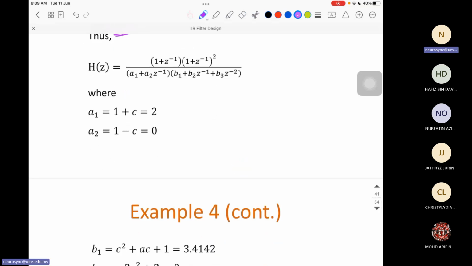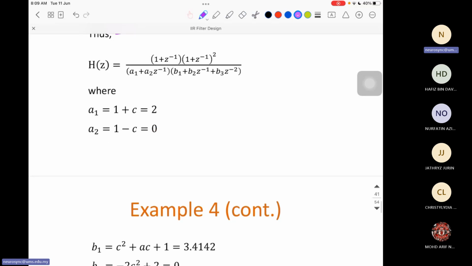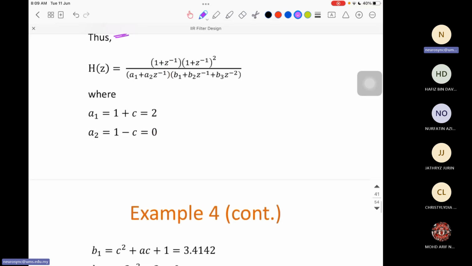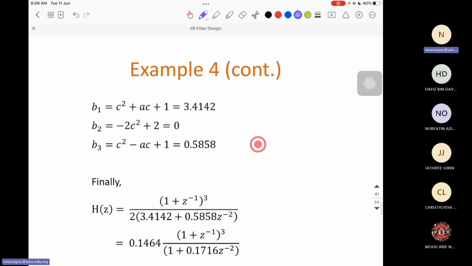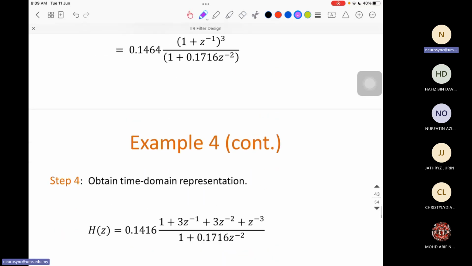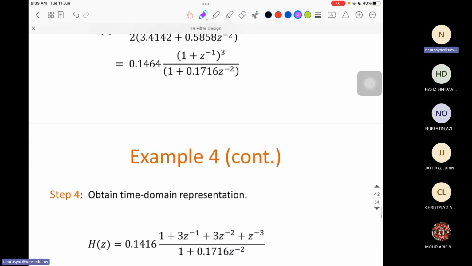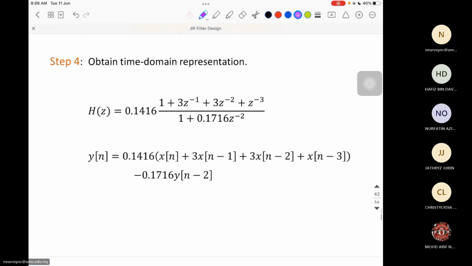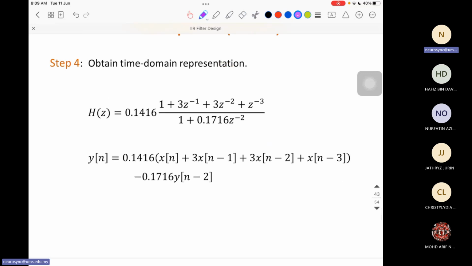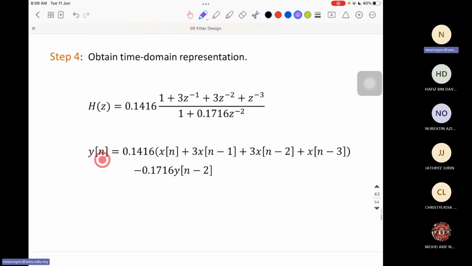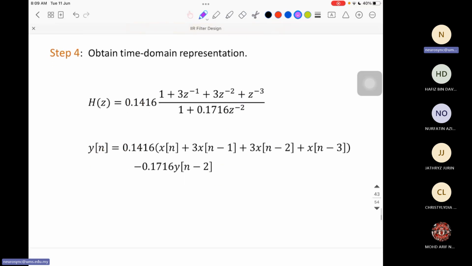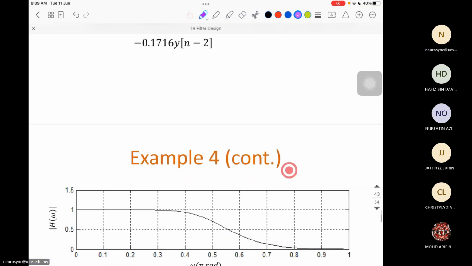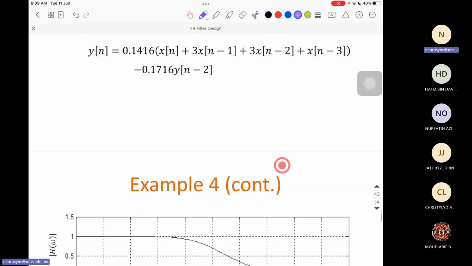Since here a2 equals 0, the z inverse term vanishes. So in the expression you will get z to the power minus 2 here. The final step is to find the time domain representation. I can find it using Y of n divided by X of n equal to this. So I will get y of n, and this is the expression you will get here. So this is the final step.